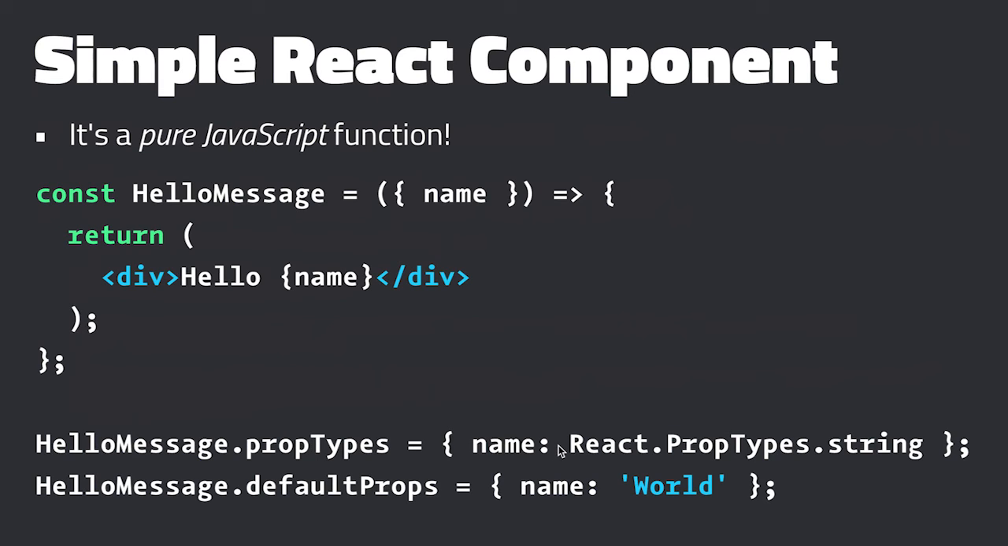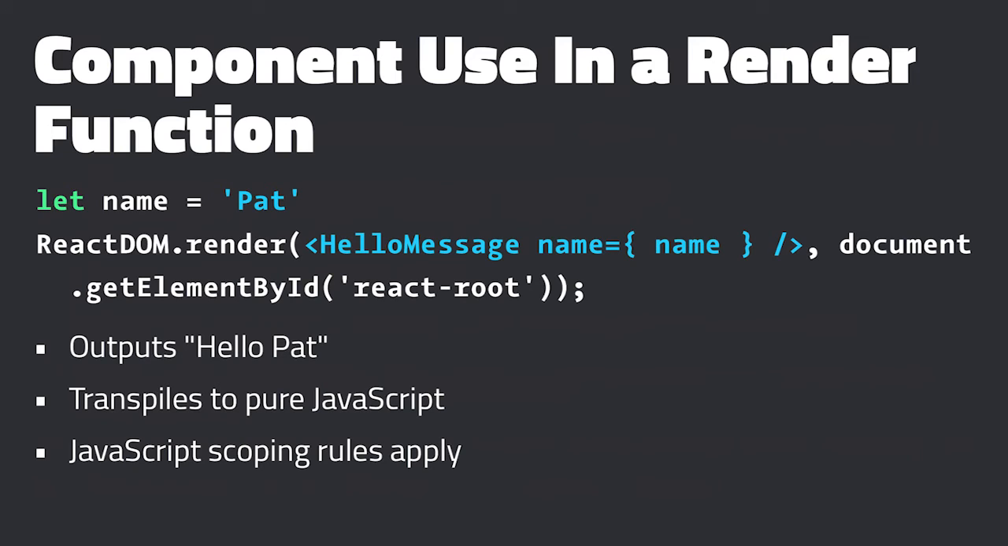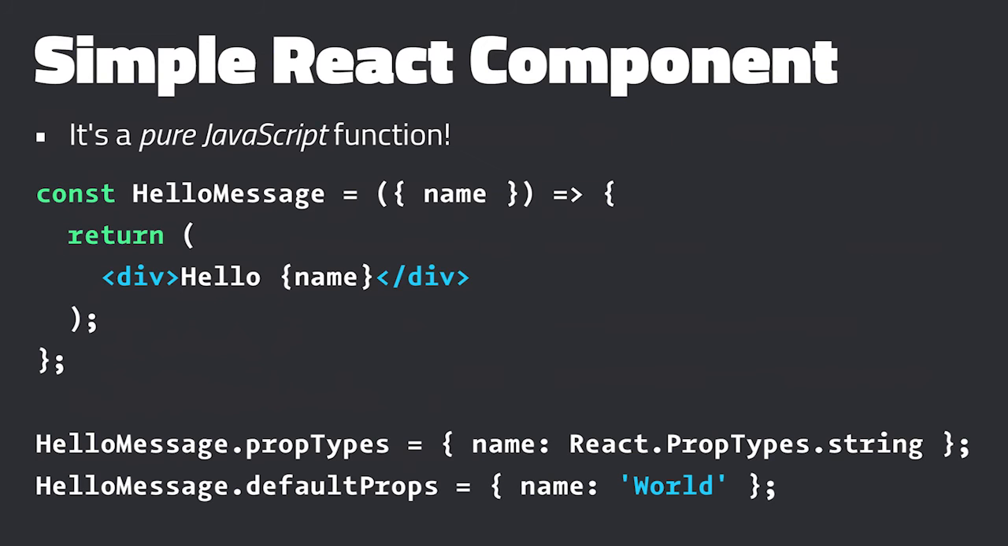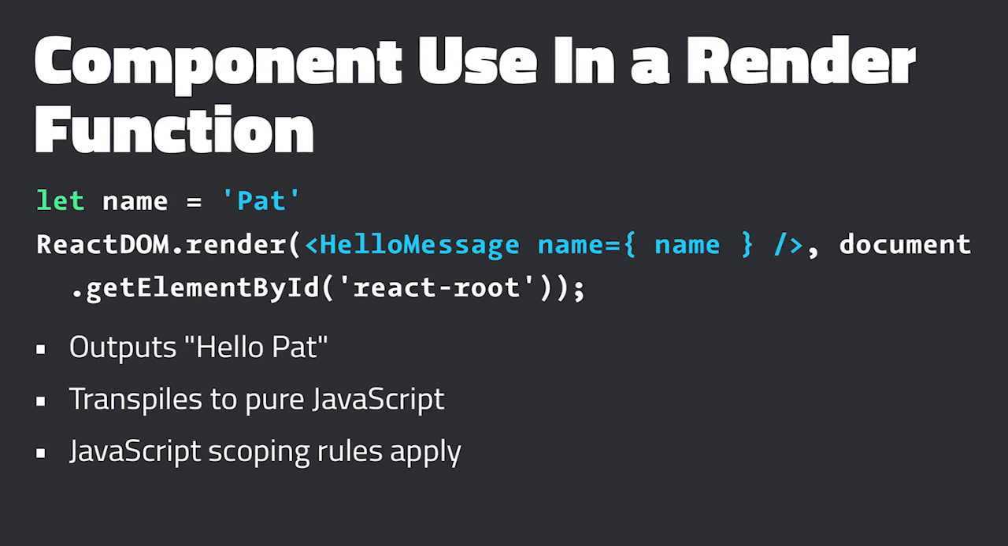So React has a lot of features for scaling. Now, if we wanted to render this function out, remember, this is just a JavaScript function. It's called HelloMessage, and it takes one parameter, which is a props object. And in this case, that props has a name on it. And if we wanted to actually render that, we can pass it into a React DOM render function.